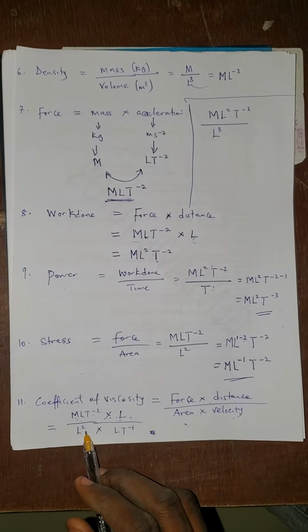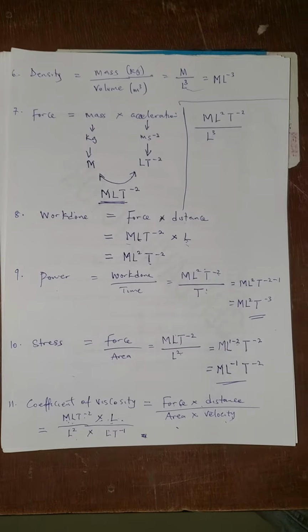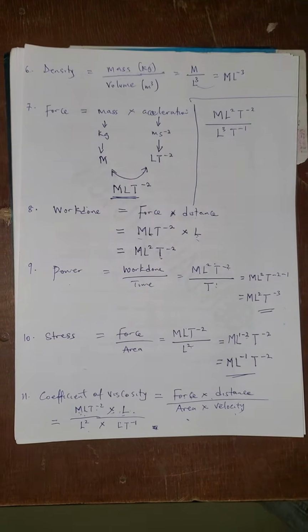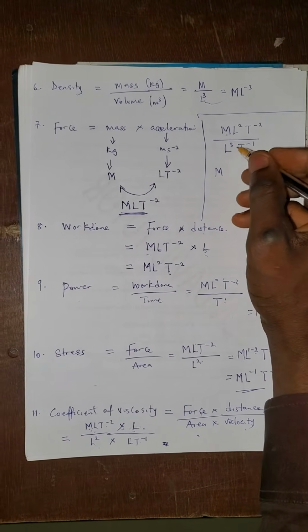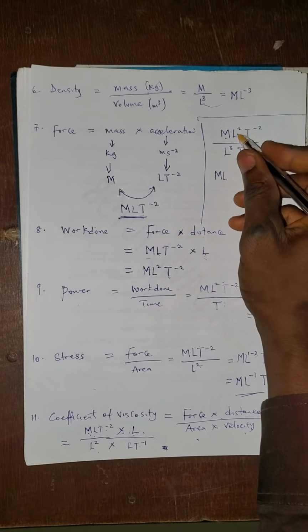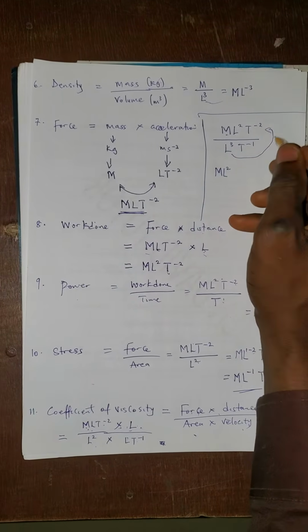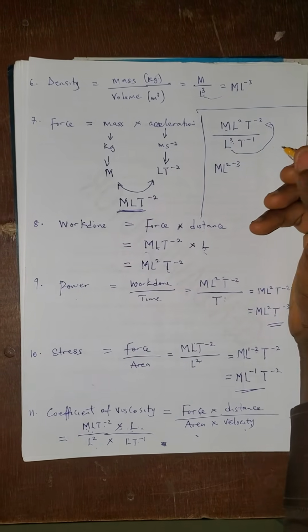That's the law of indices. That'll be L raised to the power 2 plus 1, which is L cubed. Then we have t raised to the power minus 1. Then let us collect the like terms. We have m at the numerator here. Then we have L raised to the power 2 here. If this L goes up, it's positive, it becomes negative. So that's why it is minus 3.